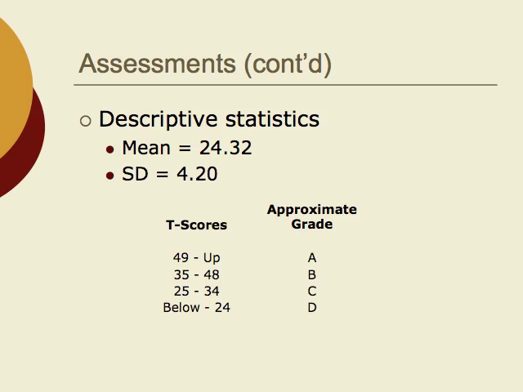These are the descriptive statistics for that first exam. The mean was 24.32 and the standard deviation 4.2. The mean was a little bit higher than what I thought it would be, and as a consequence, the category of T-scores for a grade of an A is slightly above what I initially told you. That means that if you have a T-score of 49 or above, that puts you in the A category for this first unit examination. Then if your T-score is between 35 and 48, it's a B, and so forth for the grades lower than that.